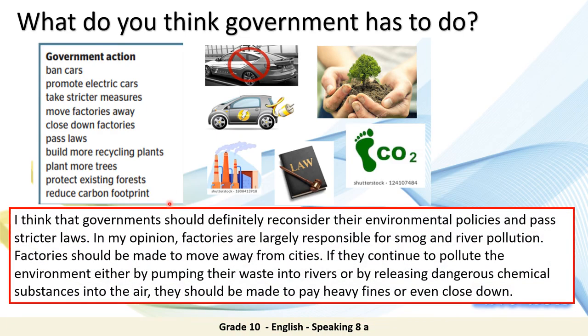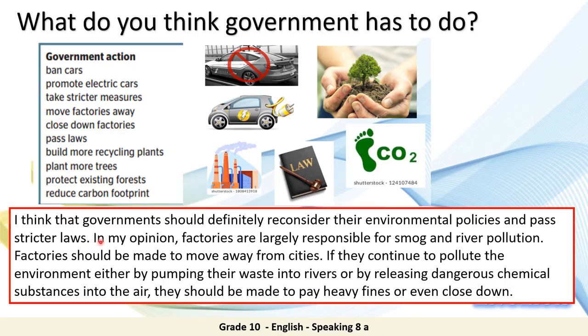You can say, I think that governments should definitely reconsider their environmental policies and pass stricter laws. In my opinion, factories are largely responsible for smog and river pollution. Factories should be made to move away from cities. If they continue to pollute the environment, either by pumping their waste into rivers or by releasing dangerous chemical substances into the air, they should be made to pay heavy fines or even closed down.